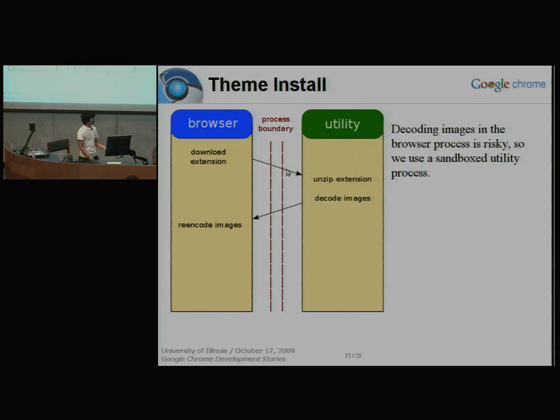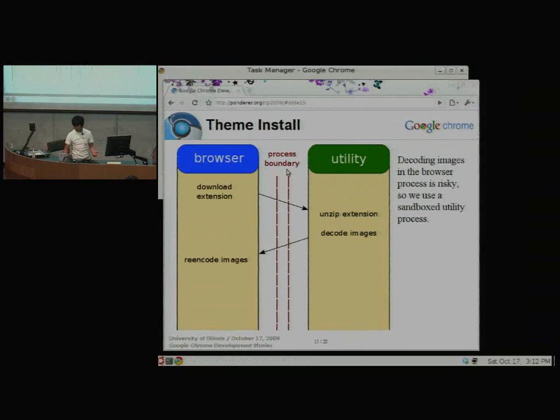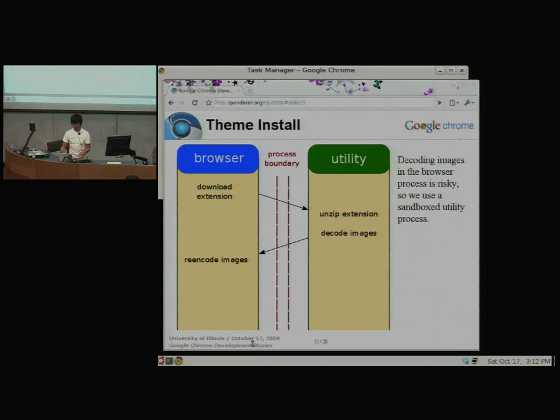All right. We're actually super concerned about this, so we go to great lengths to make sure dangerous things don't happen in the browser process. Chrome 3, which was launched a few weeks ago, includes the ability to install themes. So for example, I have this flowery theme installed instead of the traditional blue look of Chrome.